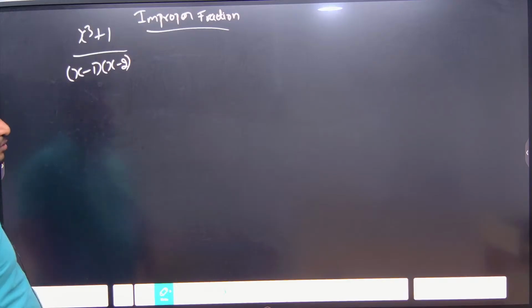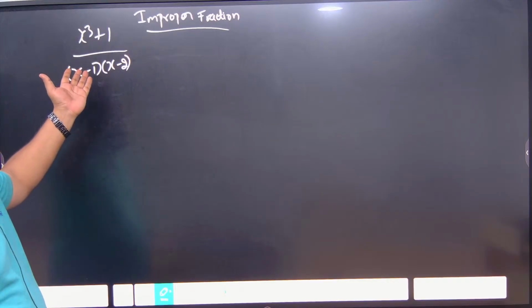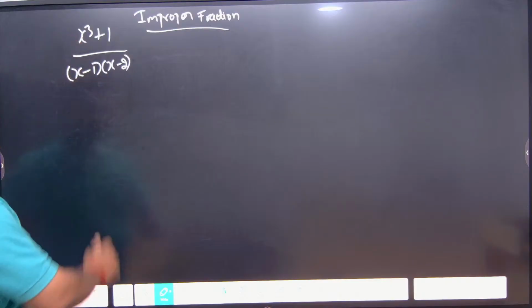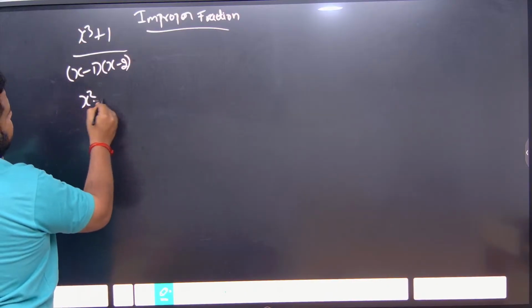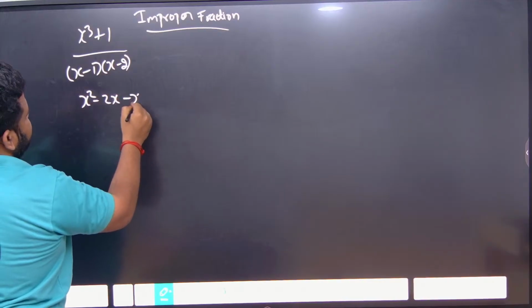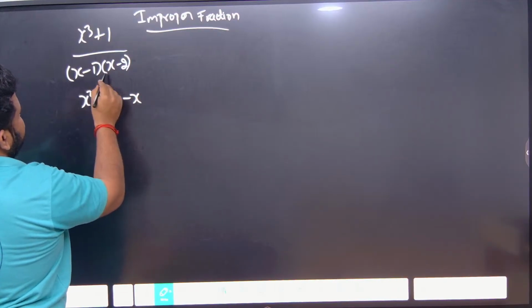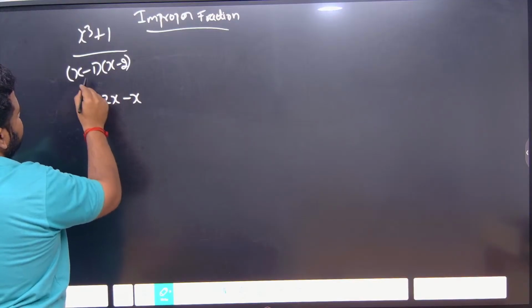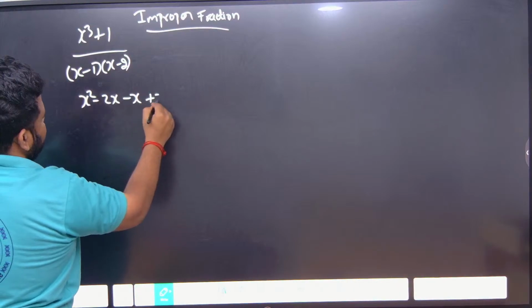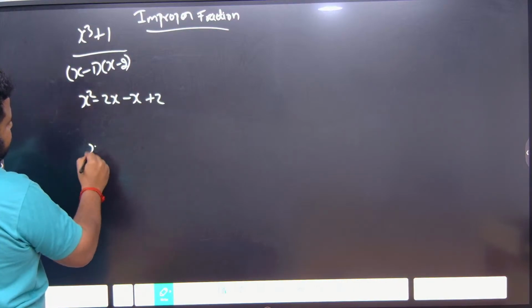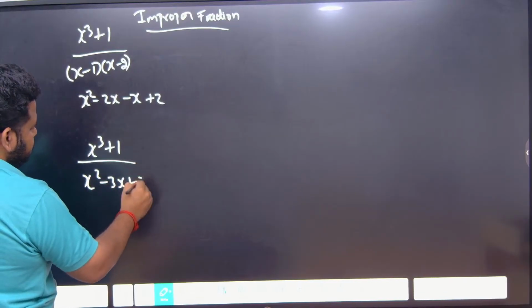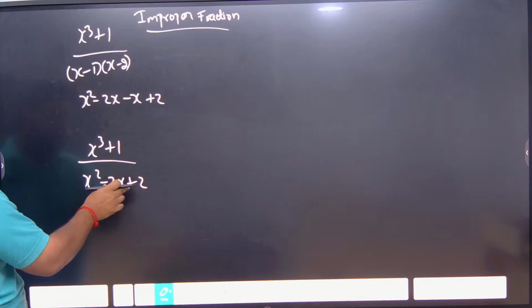We have studied this in your school level also. For such kind of questions, you have to do division. So divide numerator by the denominator. x into x is x square, minus 2x, minus x plus 2. So I can write it as x cube plus 1 divided by x square minus 3x plus 2.